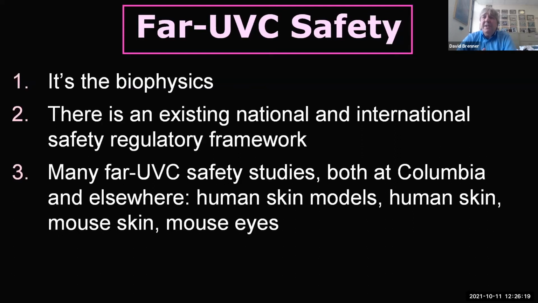And the third is, well, since we proposed the idea of Far-UVC light, this differential between human biological damage and microbial biological damage, lots of people have been doing safety studies to test just that. And certainly in the last 2 years, as the COVID crisis has hit, there's been increased interest in this, and there have been a lot more papers actually published about it in all sorts of different models, in human skin, in models of human skin, in mouse skin and mouse eyes.